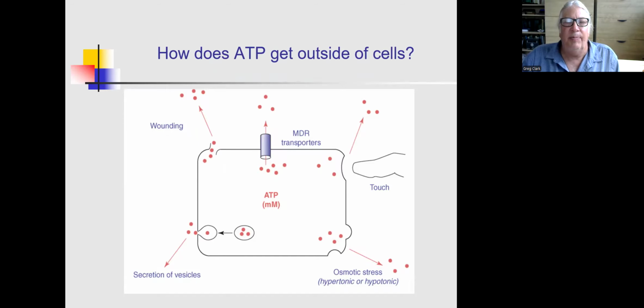So how does ATP get outside of cells? When thinking about extracellular ATP, this is one of the first questions that come to mind. Turns out there are multiple ways that ATP can get outside of cells. The most obvious one is through wounding, when you break open a cell. But there are also membrane transporters on the plasma membrane that can release ATP. Touch and osmotic stress stimuli can also release ATP.